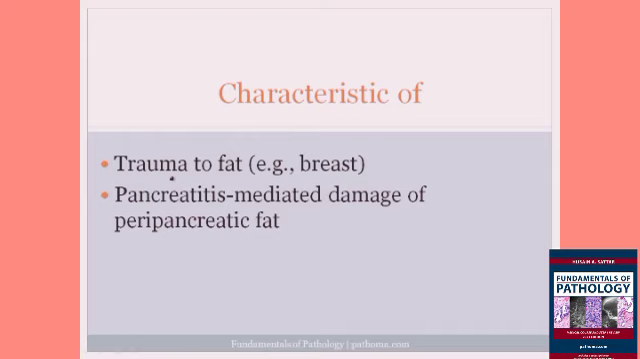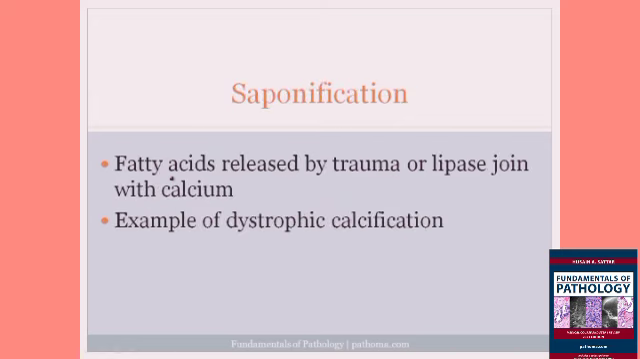A woman does not necessarily have to give a history of trauma for fat necrosis. It could have happened in a circumstance where maybe the woman would not even have been aware of trauma. For example, she's a softball player or plays a sport and happens to get hit with the ball on the chest, and that could result in fat necrosis of the breast. Another circumstance in which fat necrosis would be characteristic is the pancreatitis-mediated damage of peripancreatic fat, but I think I've really harped on that enough.